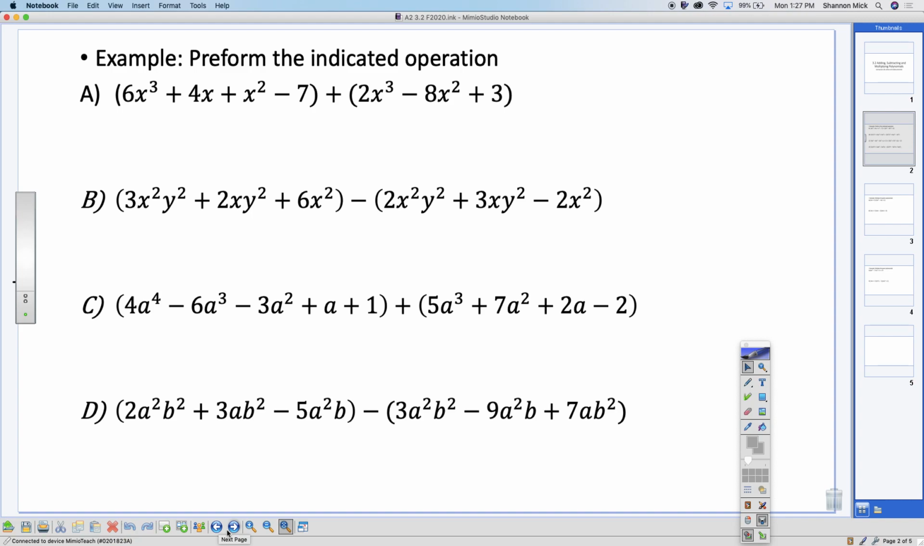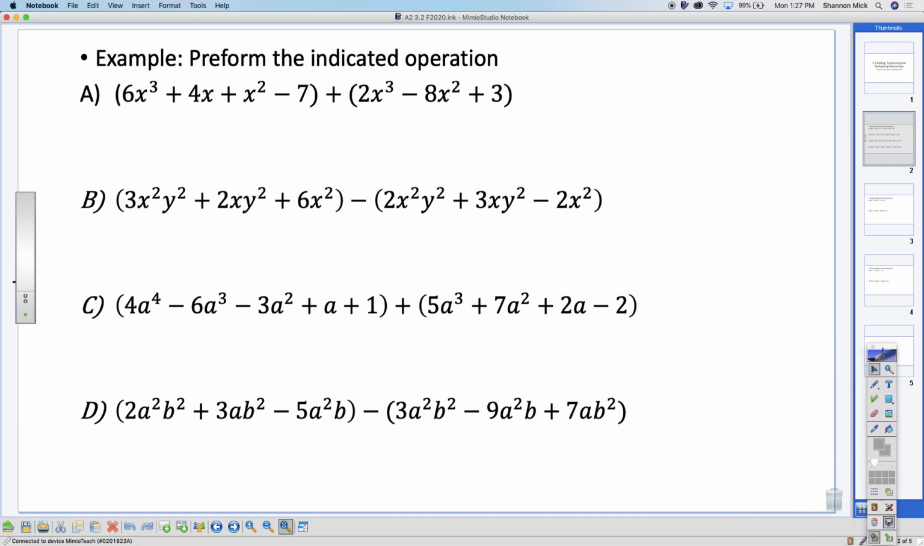Okay, so it says perform the indicated operation. What operation is being done? Addition, because there's a big plus there, right? Now, this is a positive 1 right here, yes? And you would need to distribute the positive 1, but when I distribute a positive 1, does it change anything? No. So I'm just going to combine like terms.